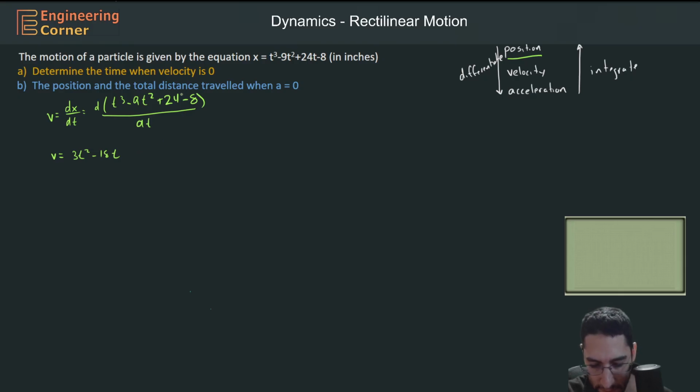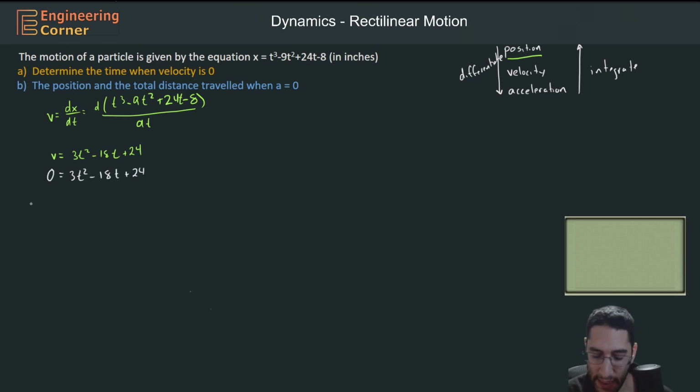I forgot a t here, but plus 24. And when we differentiate the 8, it goes away. What we want to do is determine the time when our velocity is 0. So we'll plug in a 0 for velocity and solve this equation, 3t squared minus 18t plus 24.